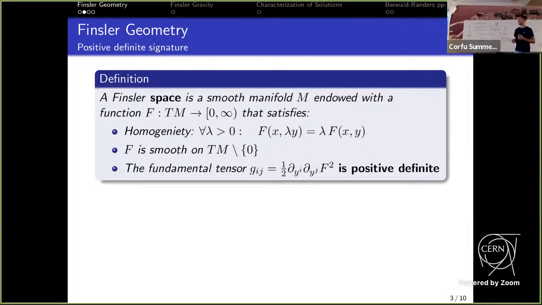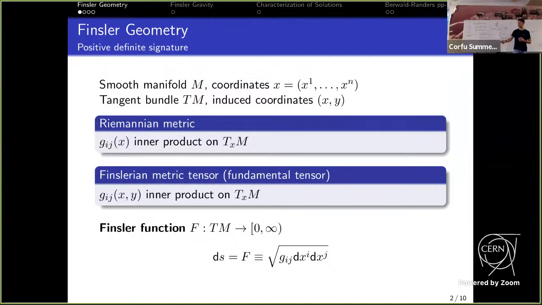Okay, then we want f to be smooth, usually. And thirdly, we define the fundamental tensor as the second partial derivative of the squared Finsler function. And this will be the generalization of the Riemannian metric. So we want this to be positive definite. And the good thing is, if we do this, then we can reconstruct f from this fundamental tensor in the same way that we would usually do in Riemannian geometry, except that now this Gij depends on the direction as well.